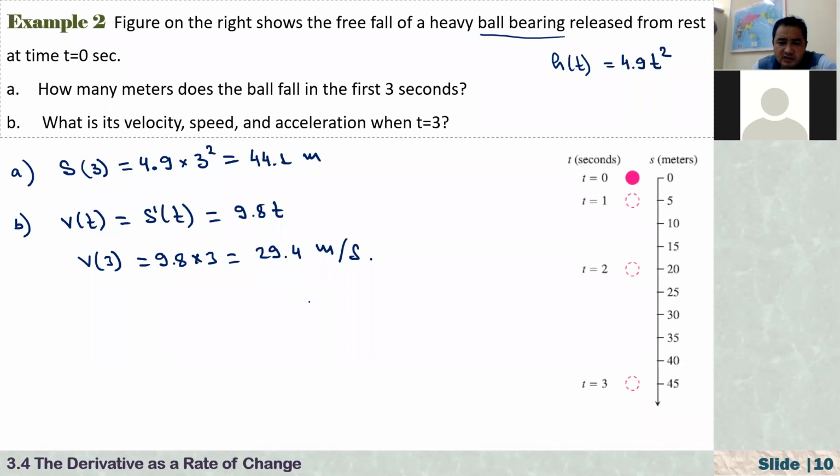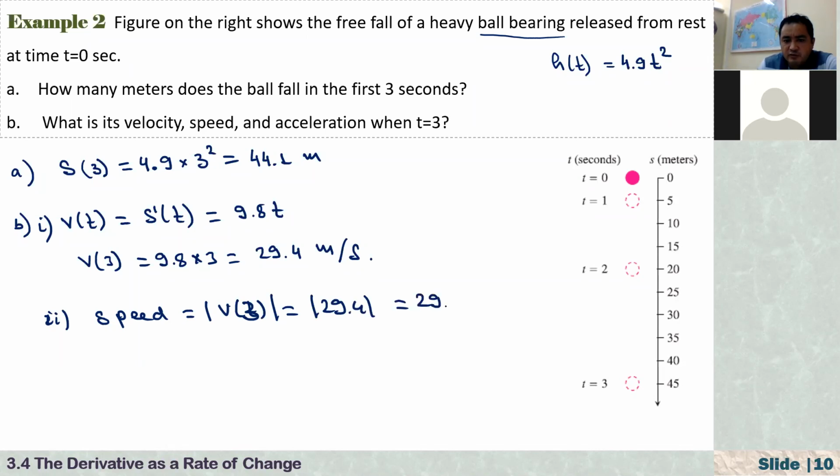When we say velocity, that gives us the velocity at a single point, because if you drop a ball, it gets closer and closer to the earth, and its speed gets higher and higher. And how about speed? Speed is just the absolute value of velocity. So speed is equal to the absolute value of velocity at s of 3, which is the absolute value of 29.4, which is 29.4 meters per second.